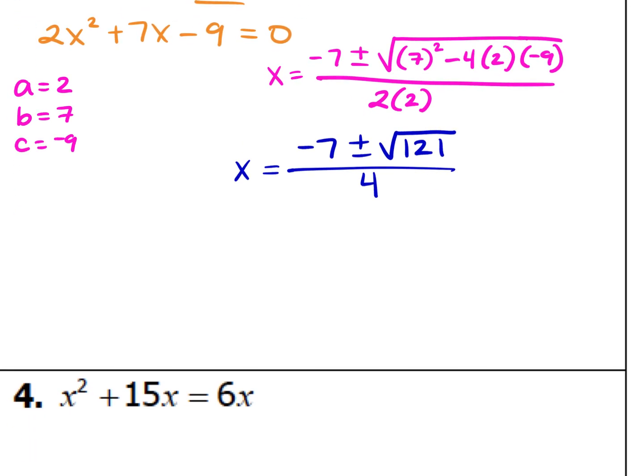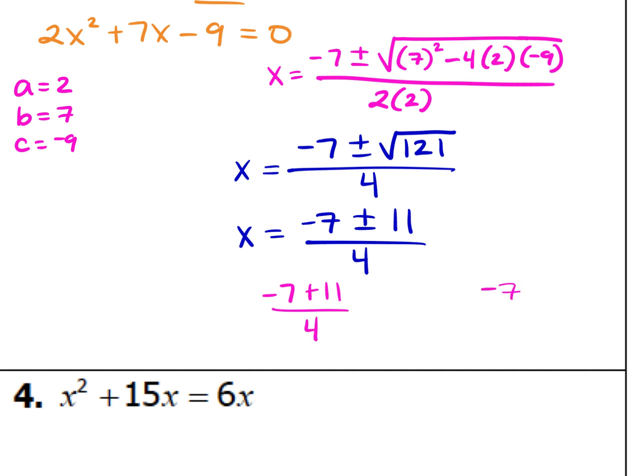What is the square root of 121? Plug it into your calculator if you don't know. x equals negative 7 plus or minus 11 divided by 4. Now what? You do negative 7 plus 11 and negative 7 minus 11. Two separate setups. Negative 7 plus 11 divided by 4. And negative 7 minus 11 divided by 4.